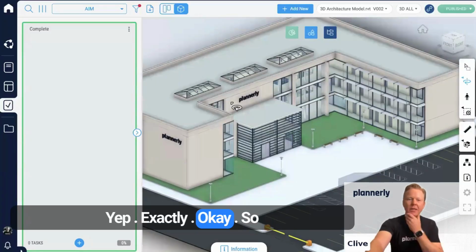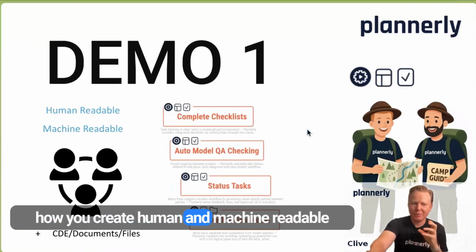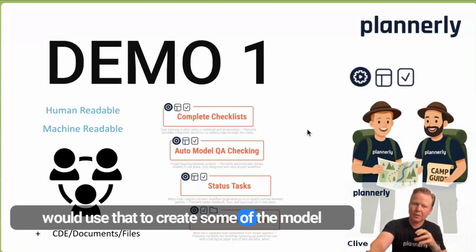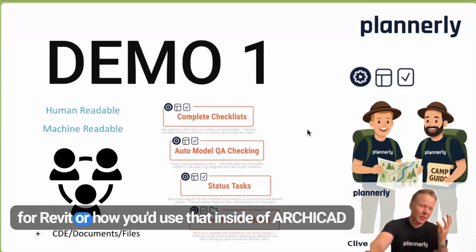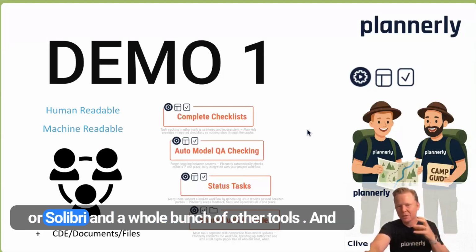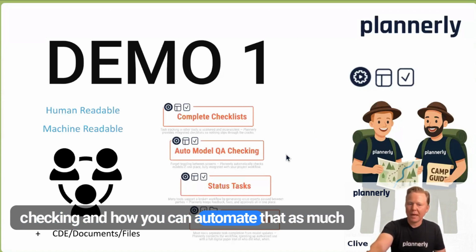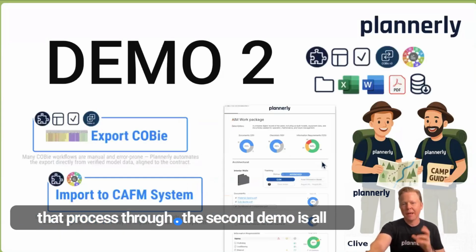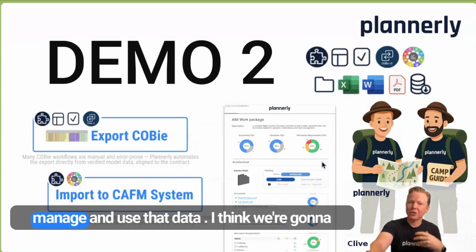Yep, exactly. Okay, so we have seen how you create human and machine readable content. Last week, we showed you how you would use that to create some of the model content and how you would use that in an add-on for Revit, or how you'd use that inside of ArchiCAD or Solibri and a whole bunch of other tools. And then today we've talked about so far the quality checking and how you can automate that as much as possible and status the tasks and really connect that process through. The second demo is all about what you do with that data and how you manage and use that data.